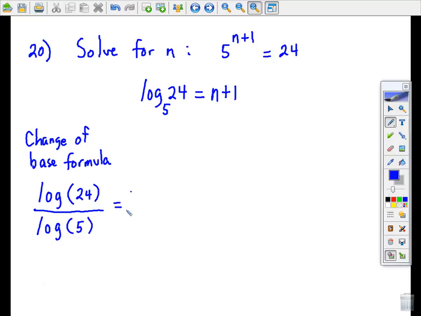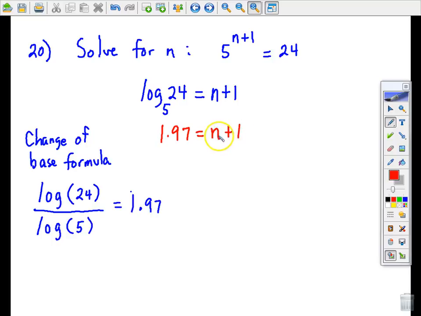Well, let's go to your calculator and make sure we both get the same answer here. Hit the log button, type in 24, close parentheses if you have to, divided by, hit log again, put in 5, enter. And we are rounding to the hundredths, so let's round this number to the hundredths: 1.97. So log base 5 of 24, using our change of base formula, we came up with 1.97.